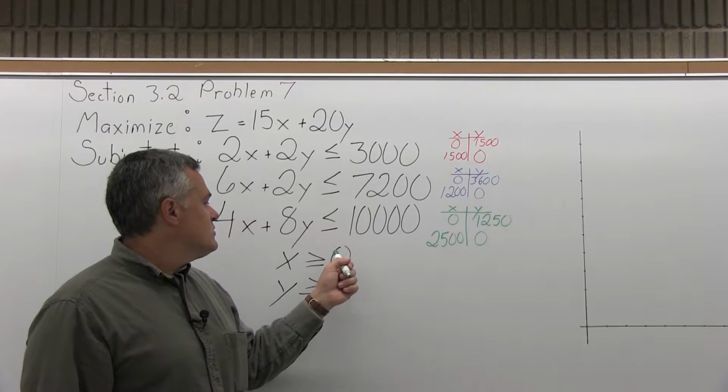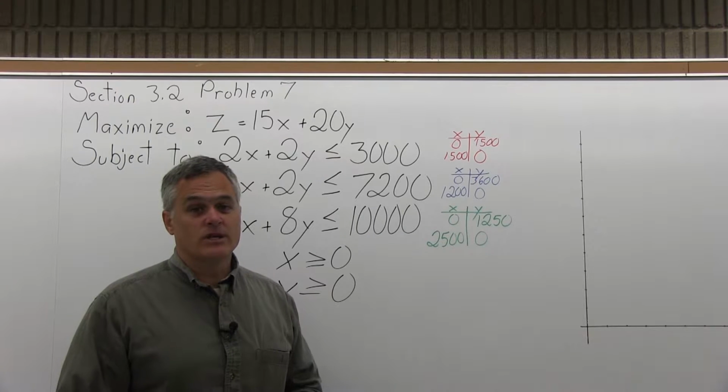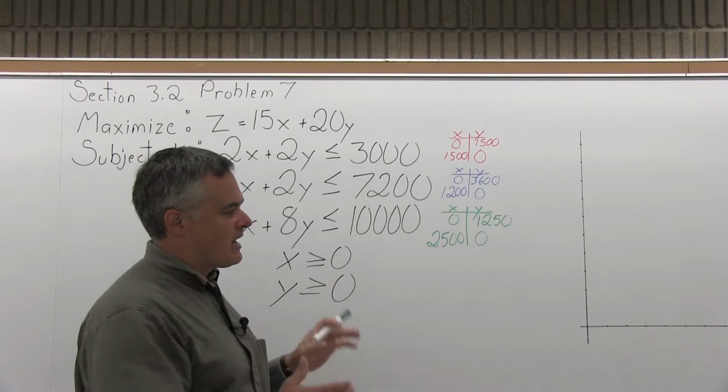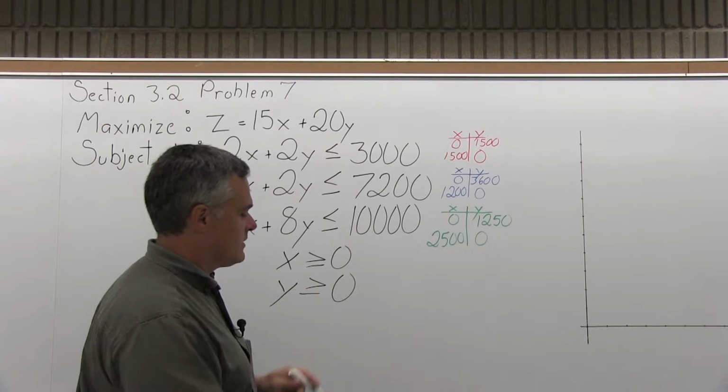And now the last two constraints or inequalities, x is greater than or equal to 0, y is greater than or equal to 0, don't produce a lot of extra work. They just lock your graph into the upper right-hand corner of the graph. So I'm not going to make a little chart for those.